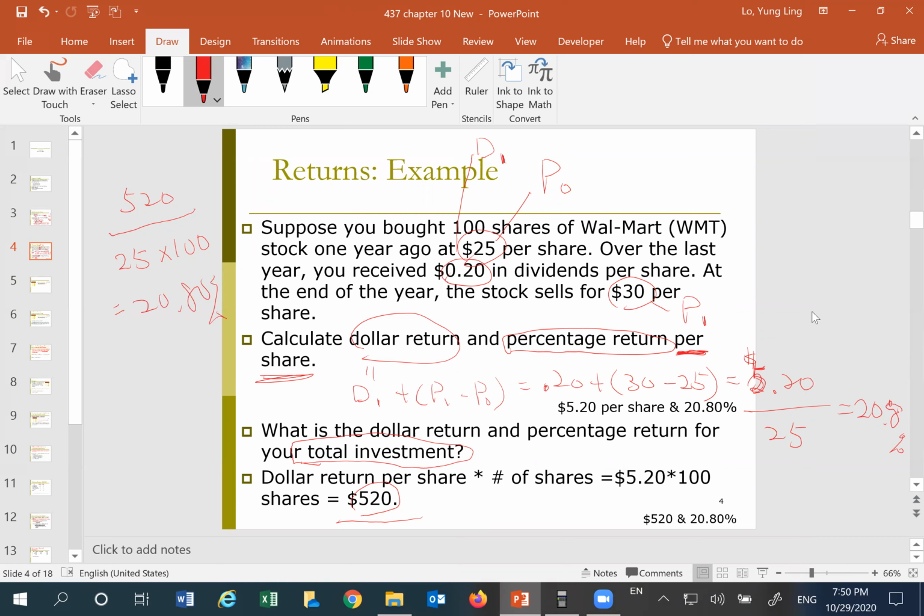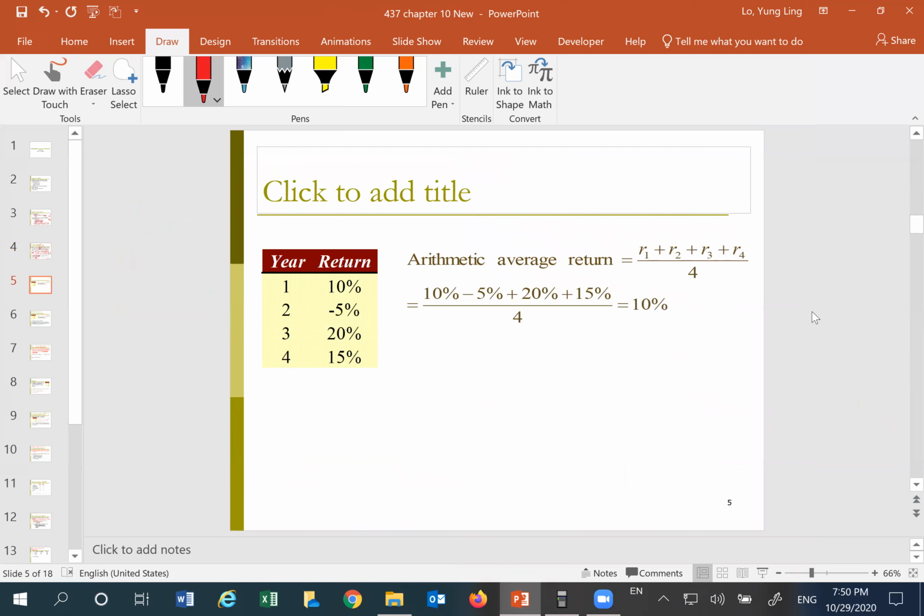Okay, so now we have reviewed how to calculate your percentage return or holding period return per period. So assuming that we have done this for multiple periods in the past, let's say we have calculated the holding period return for year one, year two, year three, and year four.